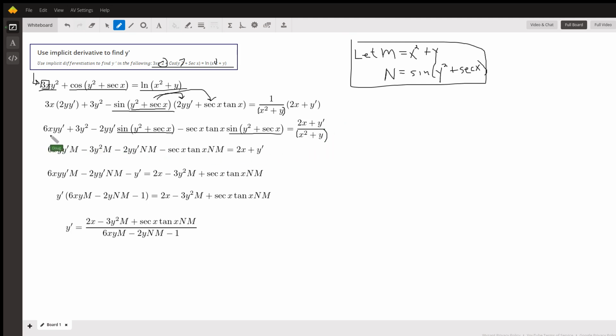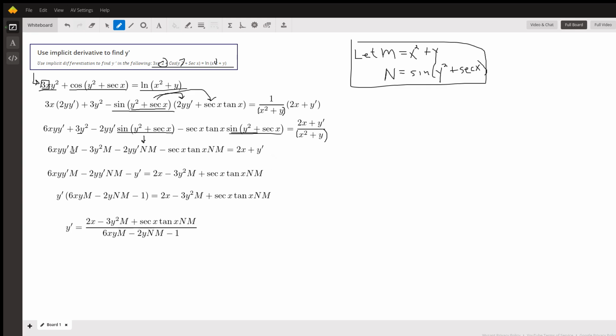So here's the first term multiplied by M. Here's the second term multiplied by big M. Here's the third term multiplied by big M, but I've replaced sine of y squared plus secant x with the capital N, minus secant x tangent x, N M equals 2x plus y prime.